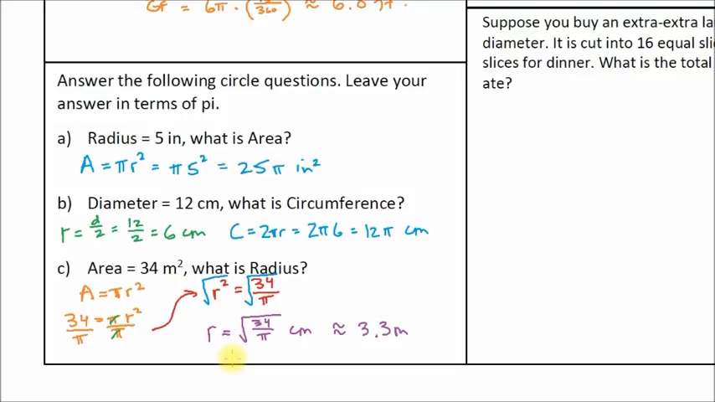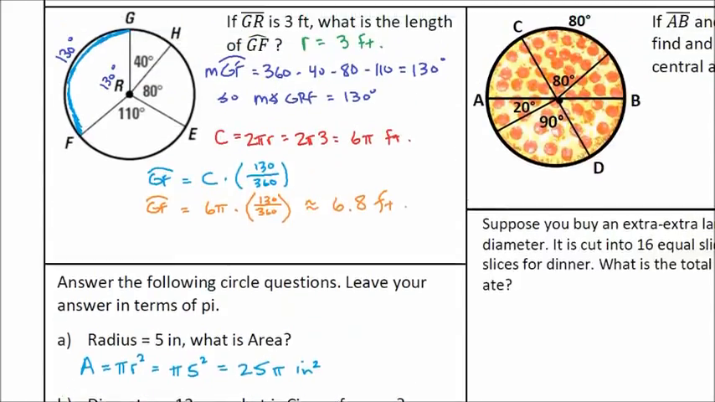Okay, so there are those questions. All right, so you can solve any radius, any area, any circumference. If you can figure out what the radius is, or if you know the area or the circumference, you can find any missing part of the circumference formula or the area formula.